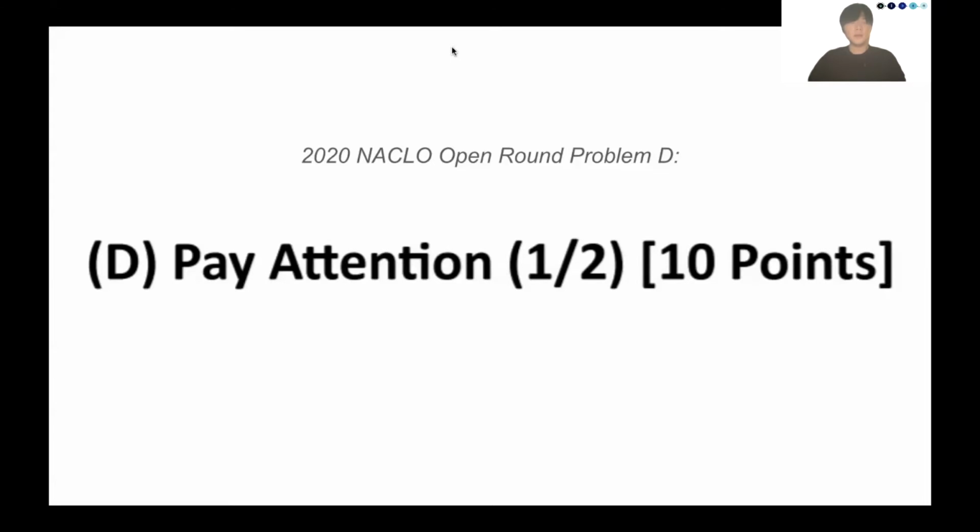This problem, called Pay Attention, comes from the 2020 NACLO Open Round. And it gets its name because it revolves around something called an attention head. If you don't know what that is, don't worry, because this problem is all about introducing this concept and getting you familiar with using it. So the first part of this walkthrough is simply going to give you a little background on what an attention head is and does, and this will all be pretty much parallel to the background included with the problem sheet itself.